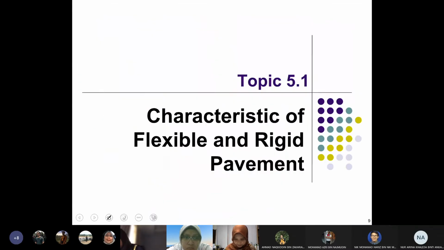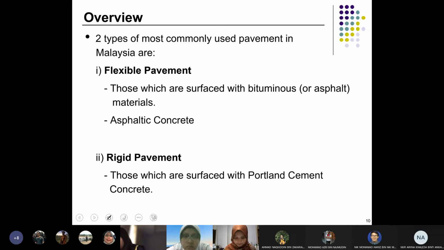Okay, then go to character of those flexible and rigid. So kita nak fokus on dua ni saja. Daripada 5 tu kita tengok dua ni saja. Okay, flexible pavement is surface with bituminous or asphalt, right? Dua benda tu kita faham dia adalah benda yang sama, right? Campuran bitumen dan juga campuran aggregate, and it is also known as asphaltic concrete, right?